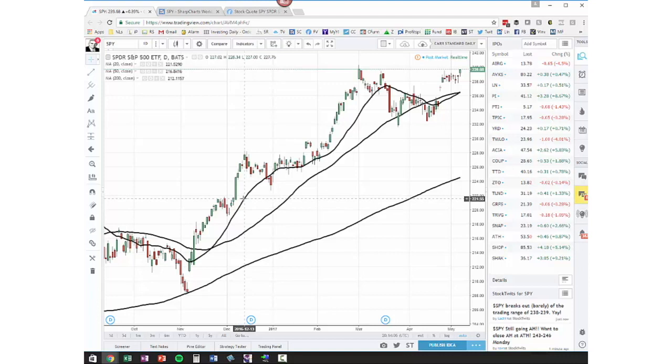So now we have 3 moving averages on the chart: the 200 period, the 50 period, and the 20 period. The 20 period should be the one that is easily spotted because it's closest to the price overall. The 50 period is a little further away, and the 200 should be the furthest away.